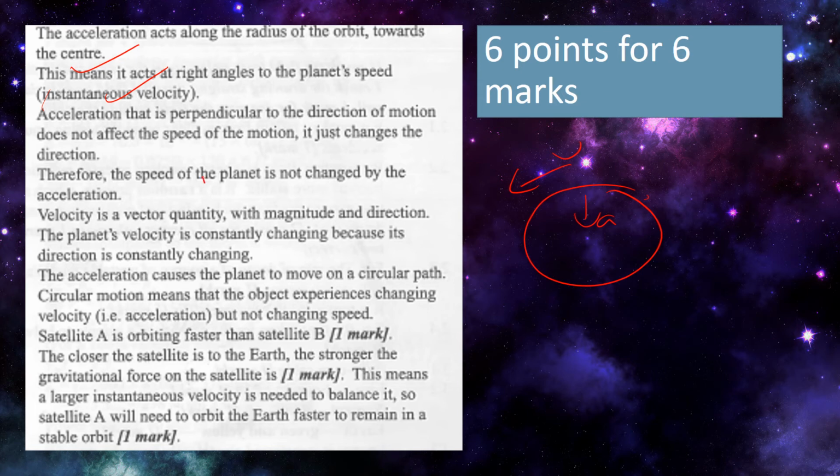So the speed is not changed, 1 mark. Velocity is a vector, good. The acceleration causes the planet to move in a circular pathway, experiences changing velocity, but not a changing speed. Satellite A is orbiting faster than satellite B. Boom. That one wasn't on there, was it? I'll double check that. So have a go, see whether you got any of those right.